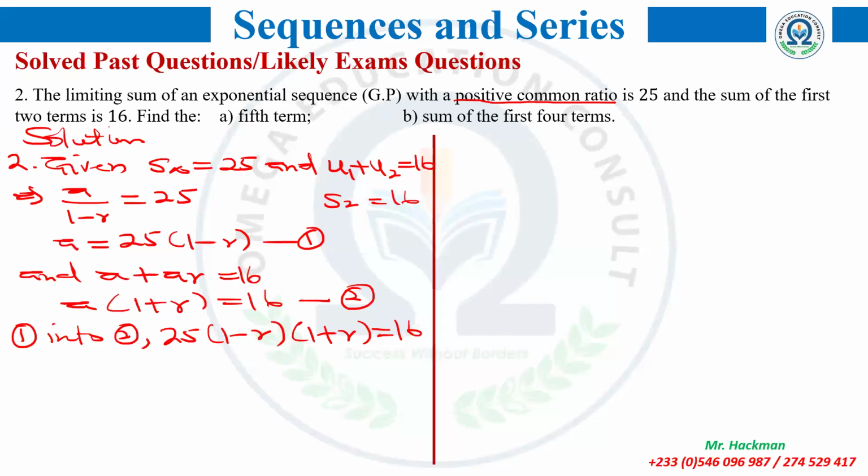Okay, very good. So at this point, I am going to maintain my terms in R on one side. It means I'm going to divide through by 25. So I'll write it again, then divide by 25, so that I will have only R terms here and non-R terms on this side.